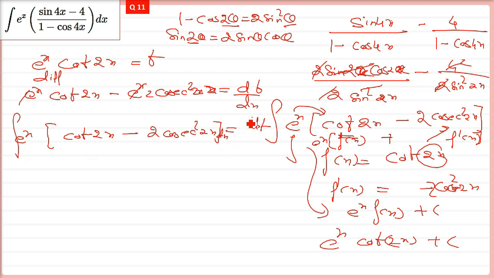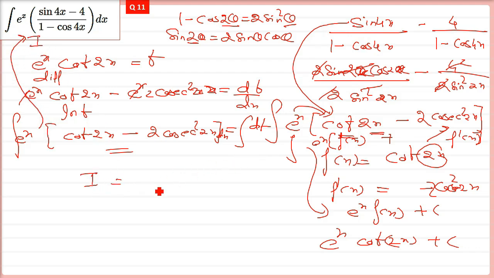And let's integrate both the sides now. And this is actually what? This has come from (sin 4x minus 4) by (1 minus cos 4x) only. We resolved it and this came from the same term. This is I only. And this is equal to t plus c, because integration of dt is t only, t plus c. So I will be, what was t? We assumed it to be e raised x cot 2x. So this will be plus constant of integration.